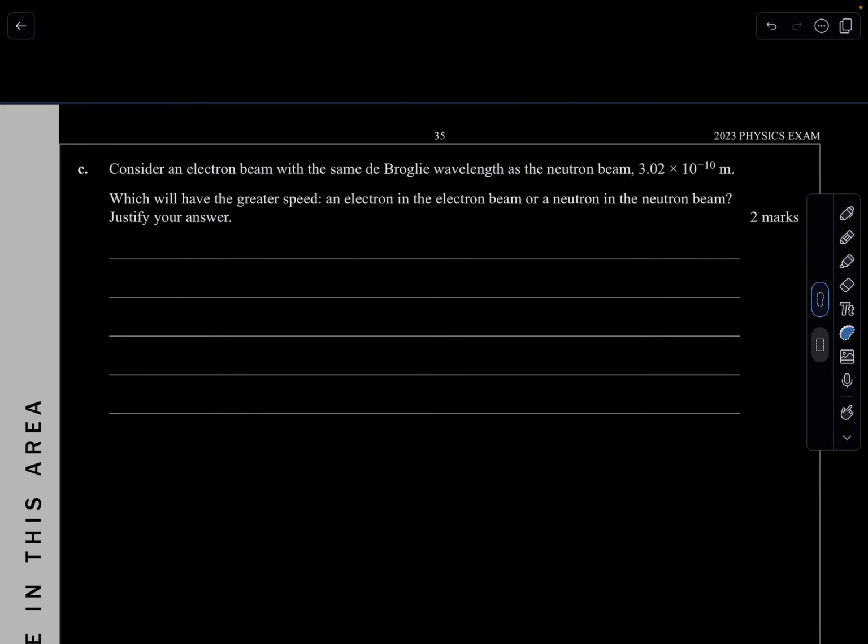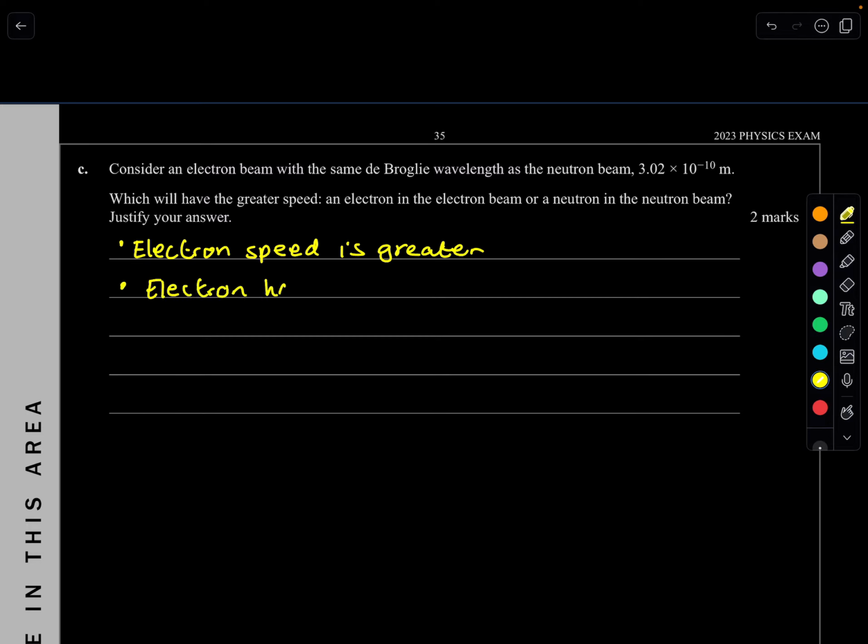One mark comes from the electron speed being greater. The electron has less mass. Hence, using v equals h over mass times wavelength, the velocity is greater.